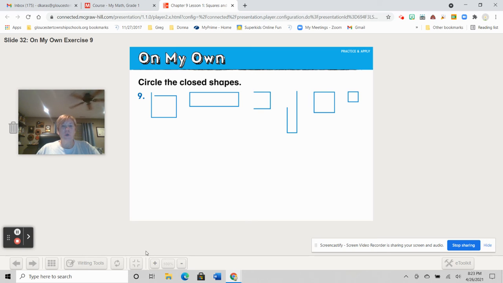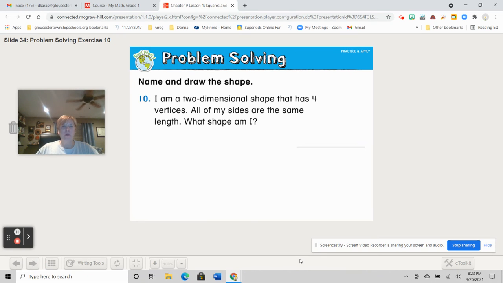Okay, now circle the closed shapes. Remember, if you need to go back and look at the See and Show to remind yourself what a closed shape is, you can do that, and then circle the closed shapes here. Pause and complete this. Okay, let's see if you got all the closed shapes. There you go.